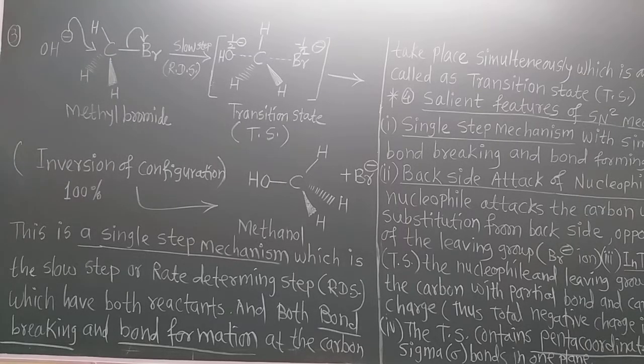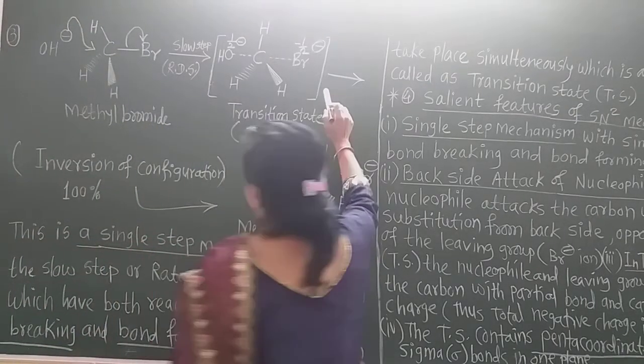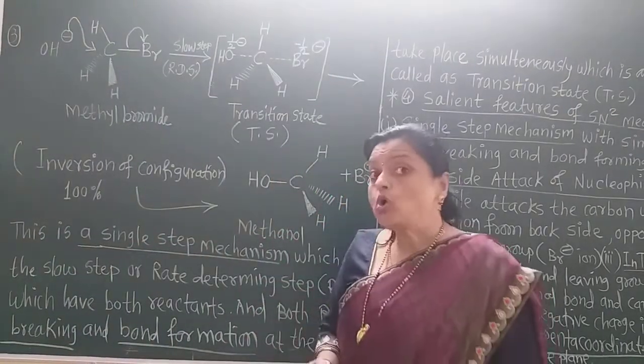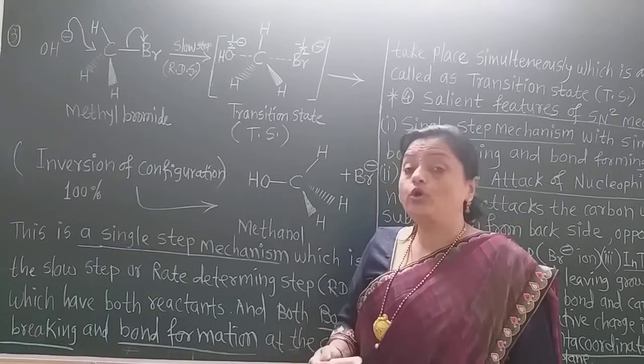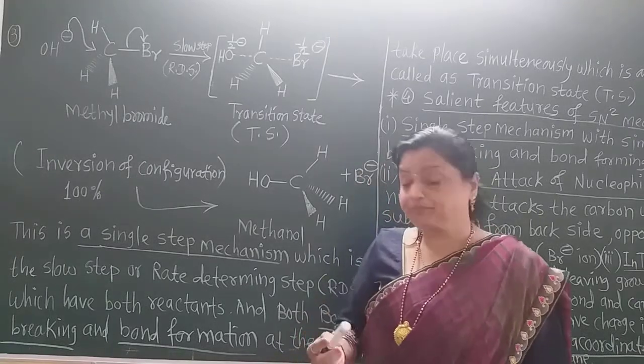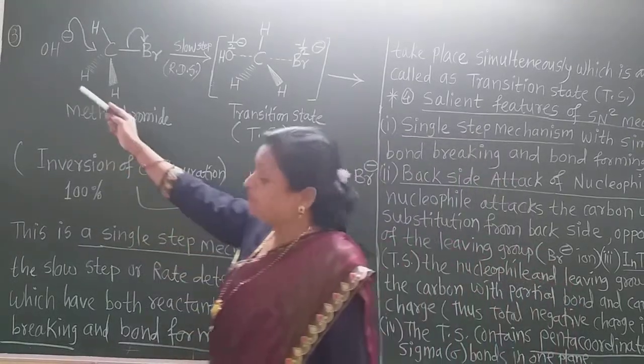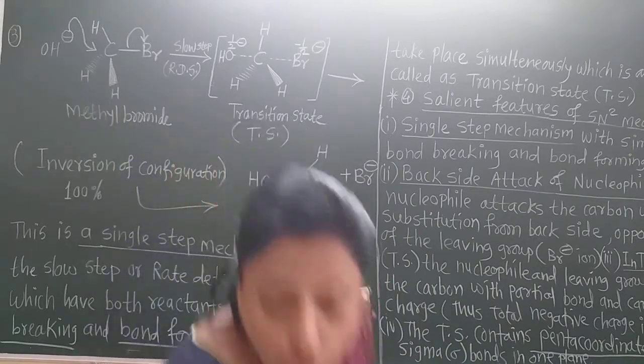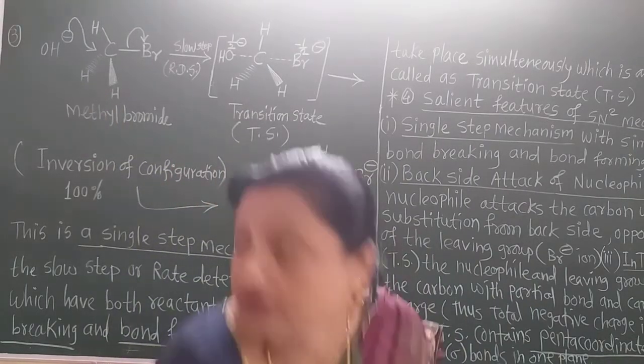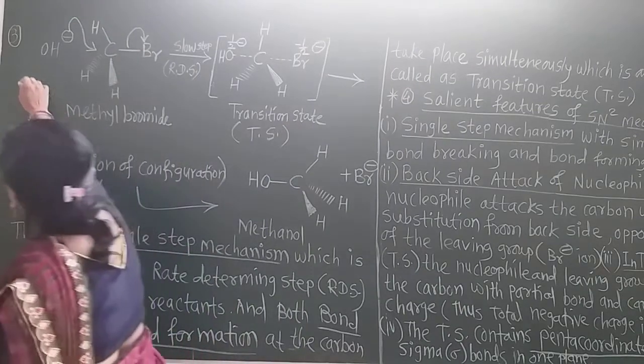Now again pay attention, students, on the blackboard. We are learning the SN2 mechanism, that is nucleophilic substitution bimolecular. Now this is the actual mechanism, how the reaction is carried out from reactant to product. Now here this OH minus is the hydroxide ion. Now this is from the alkali.